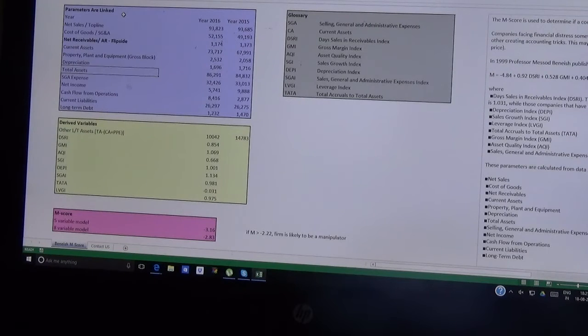You have total asset, you have SG&A, you have net income. Net income means PAT, profit after tax. You have cash flow from operations. This is a flip side. How? I will let you know. Sorry, it was my mistake. Current asset is also a flip side. And current liabilities is also a flip side. Then you have long-term debt.